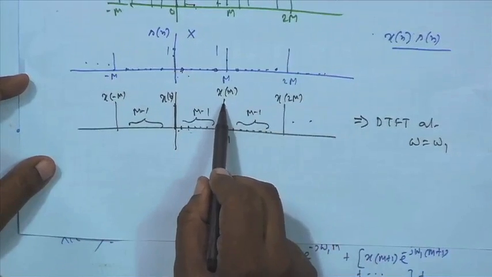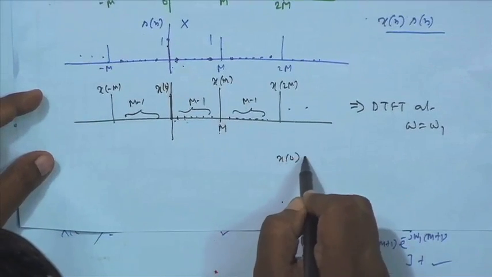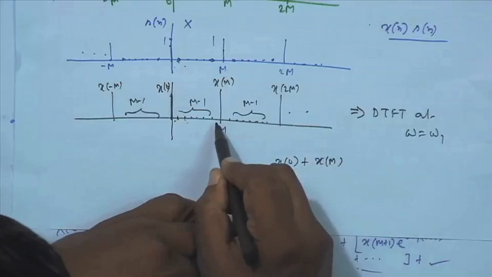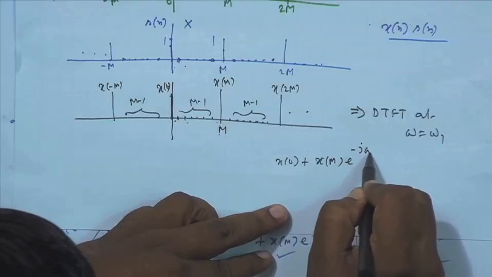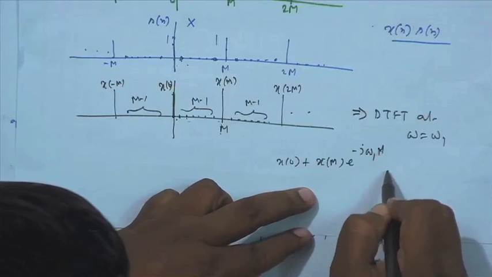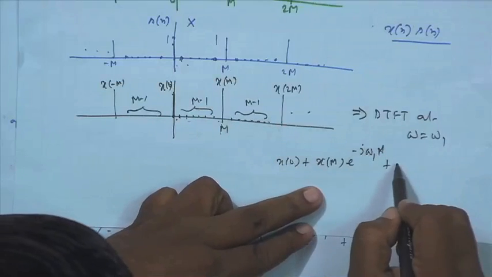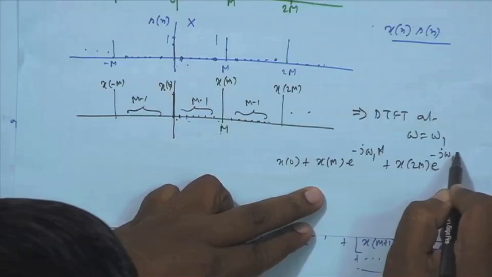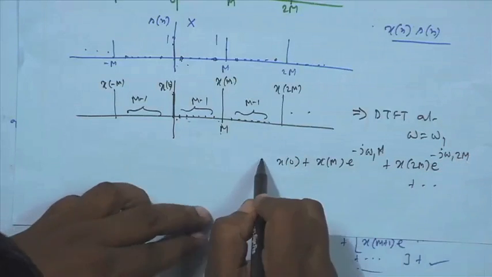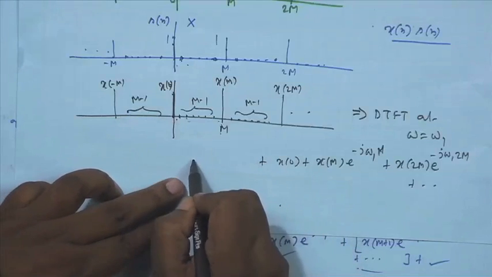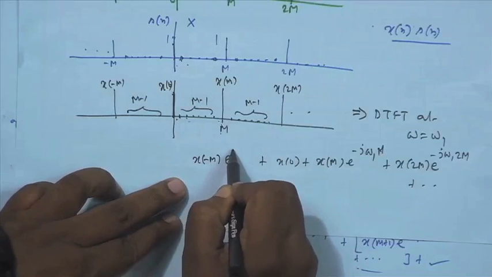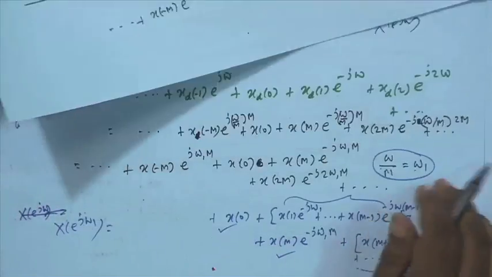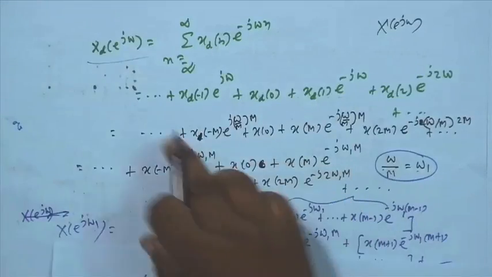So, next is x m, so x 0, then these zeros we forget, then next is x capital M, at capital Mth point, so it will be e to the power minus j omega 1 M, then again zeros we forget, next is x 2 m, e to the power minus j omega 1 into 2 m, and dot dot dot on this side these zeros we forget, next x minus m e to the power plus j omega 1 m, and dot dot dot, and this is what you have here.